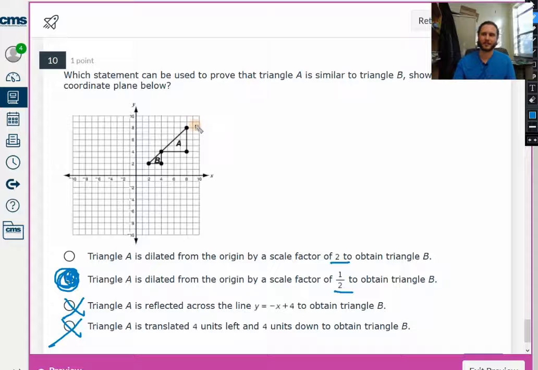And just so we can double check to make sure that we're right, the old height for this triangle was 4, and the old base for this triangle was, let's see, 1, 2, 3, also 4. Which means for my new triangle, if I multiplied 4 by 1/2, I should get a height of 2, which it is, and a base of 2, which again, it also is. So for number 10, we wanted that last answer choice.